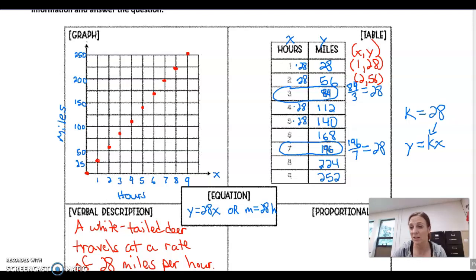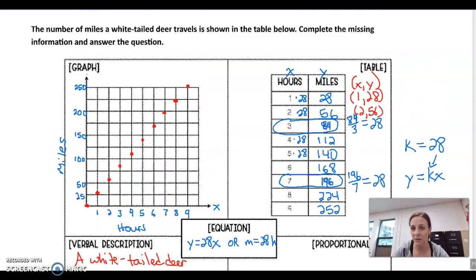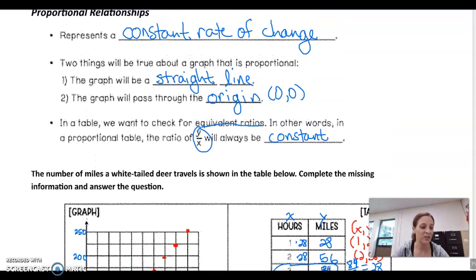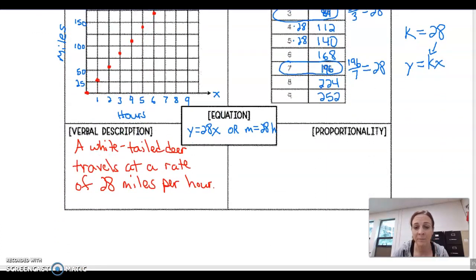So let's talk about proportionality. What does it mean to be proportional? Well, right up here, there's a constant rate of change. It's a straight line, goes to the origin, okay? It has a constant. So we can say constant rate of 28 miles, I'll just go off the box here, per hour.